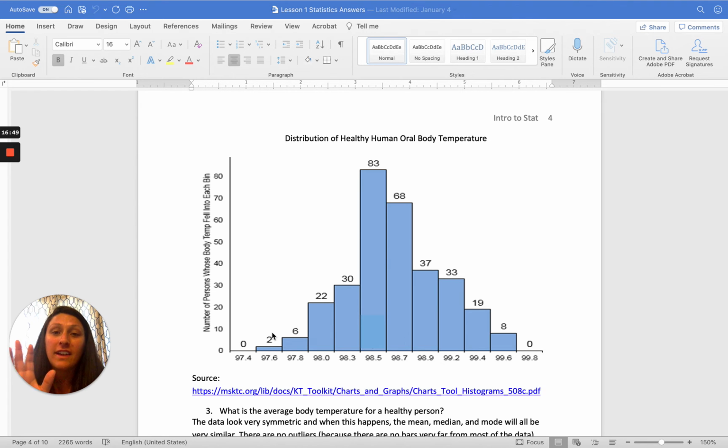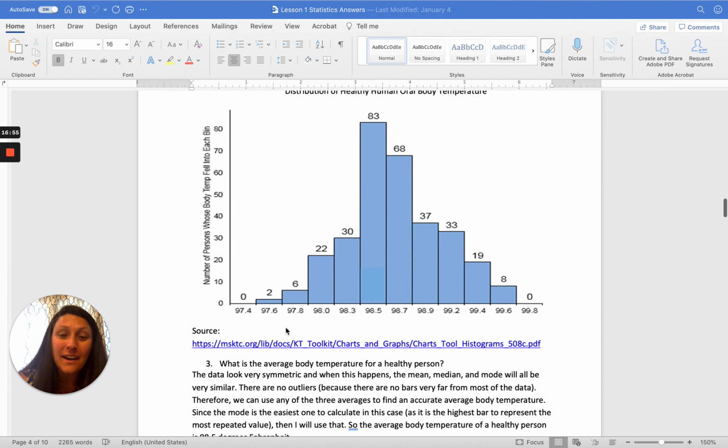Now, if I have a histogram, I'm not going to want to find the mean because it's a lot of calculation. So I'd have to add up 97.6 plus 97.6, because there's 2 of them, plus 97.8 plus 97.8 plus 97.8 plus 97.8 plus 97.8 plus 97.8, because there's 6 of them, plus 98 22 times, right? And you can get a little bit more efficient. If you're saying, like, well, if I'm going to add 97.8 6 times, I'll just multiply 6 times 97.8.